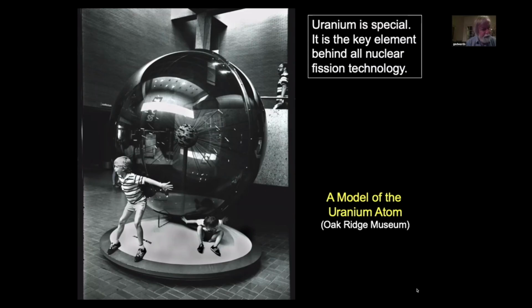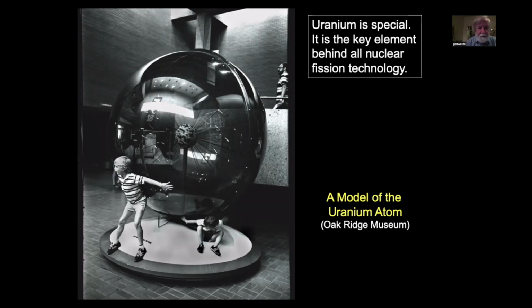Okay, very good. This is a model of a uranium atom. Uranium is the only element found in nature that can be used to fuel a nuclear reactor or to make an atomic bomb. Plutonium can also be used for these two purposes, but it is not found in nature. It is only created as a byproduct of uranium inside every nuclear reactor.